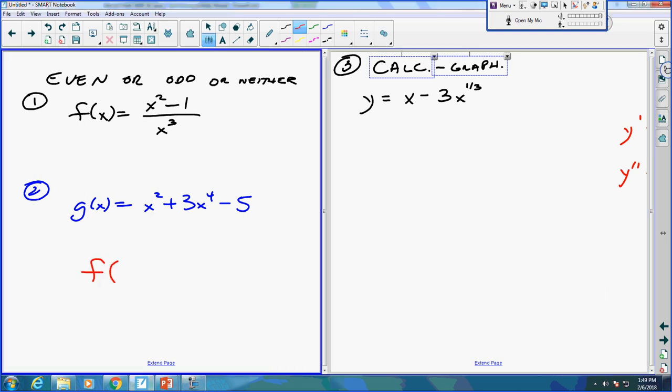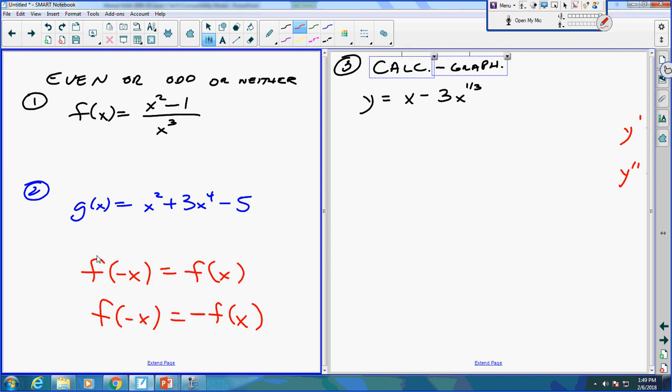We know that an even function looks like this. For the opposite x value, you get the same y. And you know for an odd function, you get this. Now, I'm going to do them out of order.